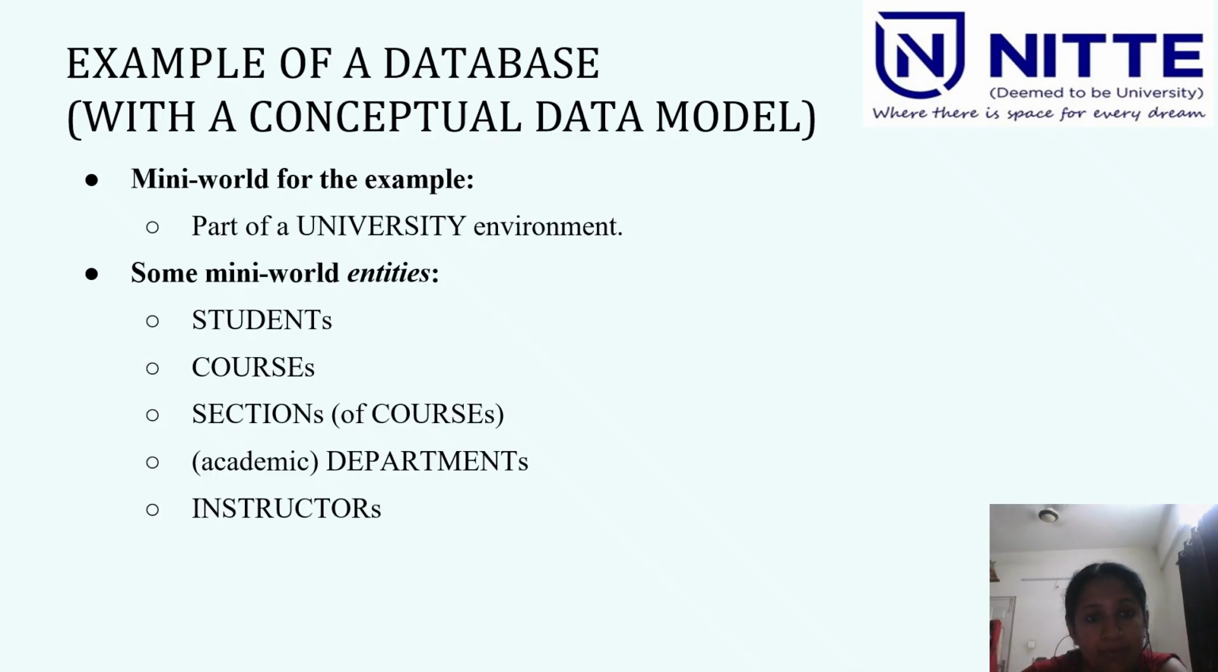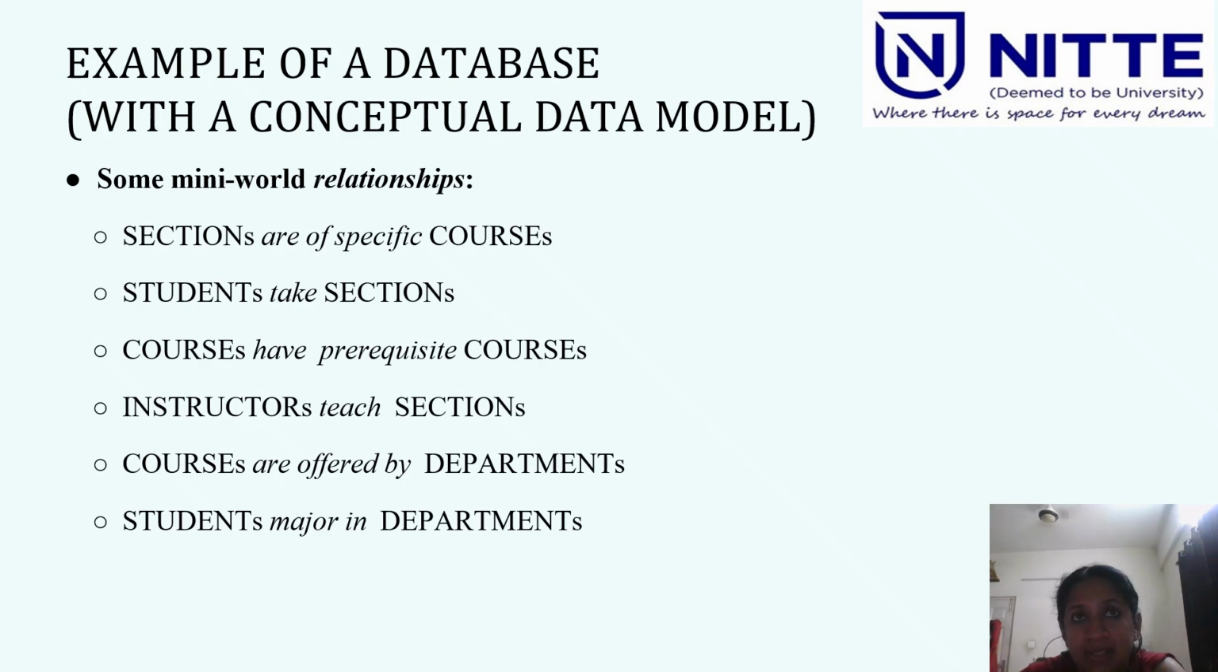So this is an example of a database, university data. There are different entities: students, courses, sections, departments, and instructors. Entities are real world objects. Sections are of specific courses. Students take different sections. Courses have prerequisites like other courses. Instructors teach the different sections. So these are the different relationships.